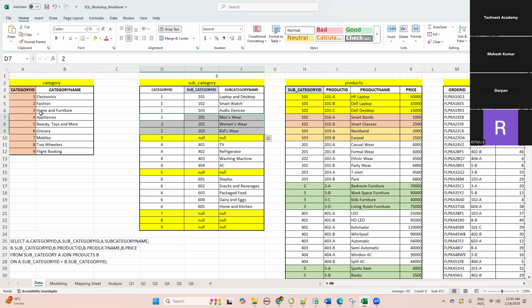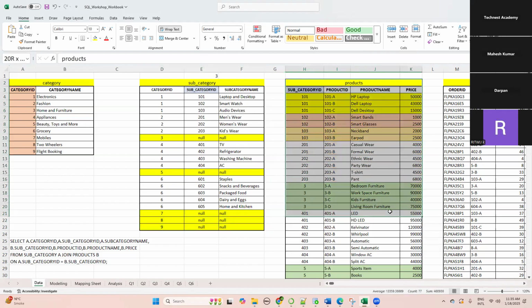It is continuing. Now for category ID 3, home and furniture, the subcategory ID is null because we don't have any subcategory ID. Similarly for 5, beauty, toys and more, we don't have any subcategory ID. Similarly for 7, 8, 9, we don't have any subcategory ID. Got it?